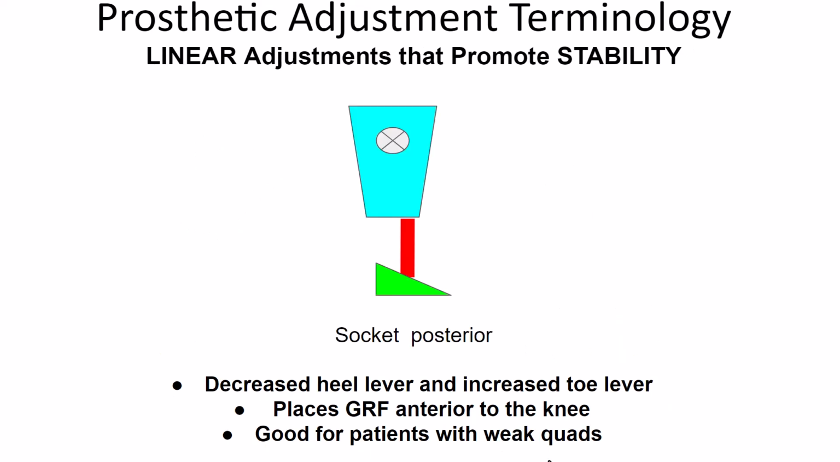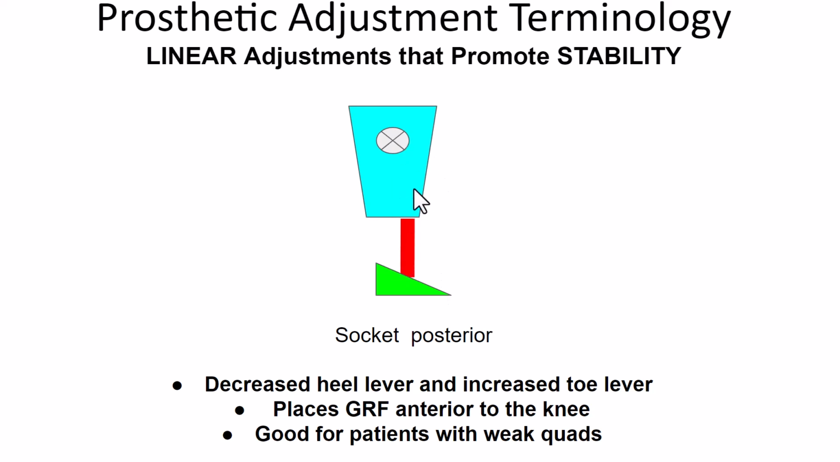Okay, now let's look at a linear adjustment. This is the first linear adjustment we've looked at. We've had the couple angular adjustments previously. This is a linear adjustment that's going to promote stability. What's happening here is the foot and the pylon are the same, but the socket has been moved backward, moved posteriorly. That means the center of the socket is right here, and hopefully you can see the ground reaction force coming up from the heel to the center is much shorter, while the distance for the ground reaction force coming here has been increased.